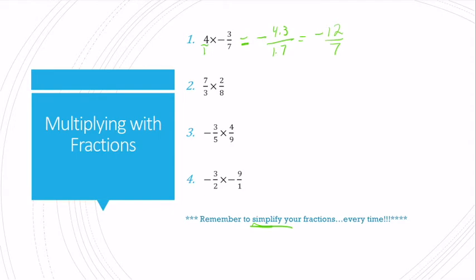Now, this is an improper fraction. You do not have to switch it to a mixed fraction, okay? I'd prefer if you didn't. So I've got -12/7. Can this be simplified any further? No. So I'm all set. Next, I have 7/3 times 2/8. That gives me 7 times 2, which is 14, over 3 times 8, which is 24. Now, this can be simplified, right? These both have a factor of 2. So I'm going to take out a factor of 2, which would give me 7/12. And that can't be simplified any further.